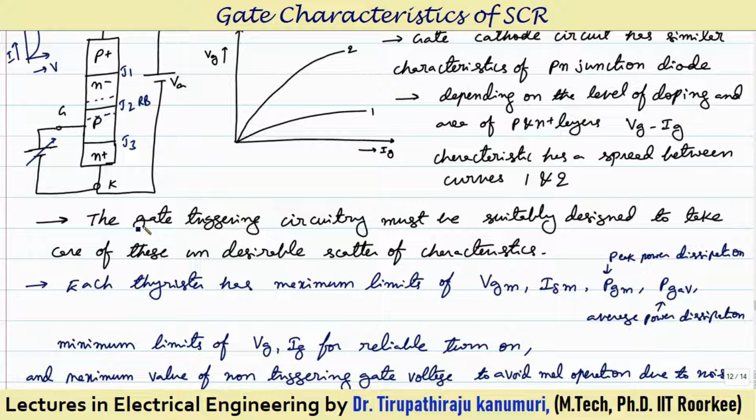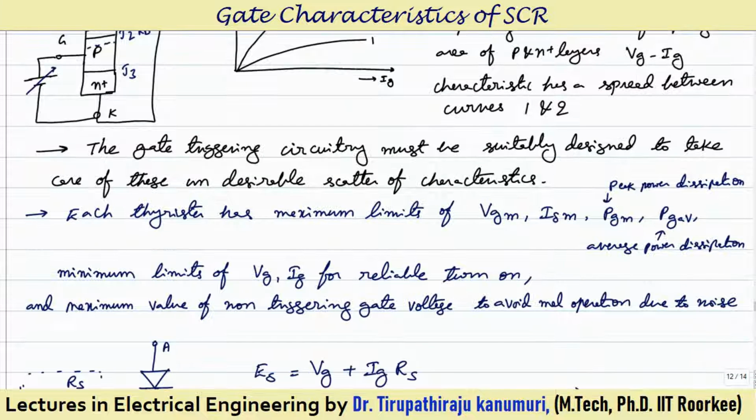So while designing a gate triggering circuitry, care must be taken so that it will not maloperate, and it will take care of all this undesirable scatter of the characteristics. Generally whenever we take any SCR or a thyristor, because SCR is interchangeably called a thyristor, the limits are mentioned: the maximum voltage that can be applied, the maximum current that can be applied, and the maximum average power dissipation that can be allowed. Along with this they also mention the minimum limits of Vg and Ig for reliable turn on of the SCR, that means Vg minimum and Ig minimum.